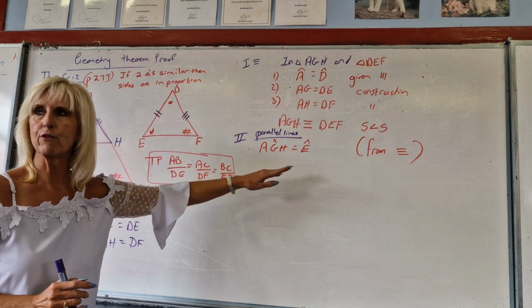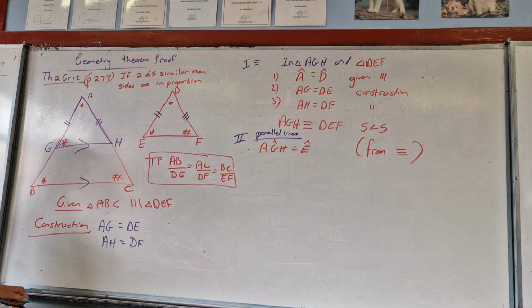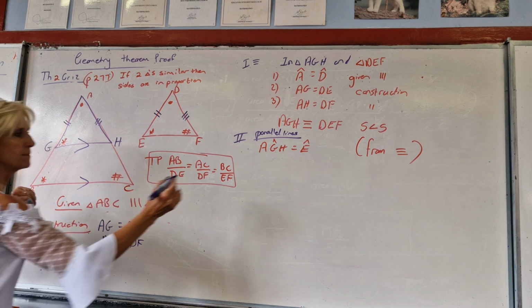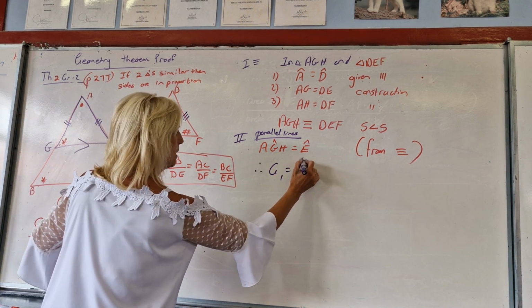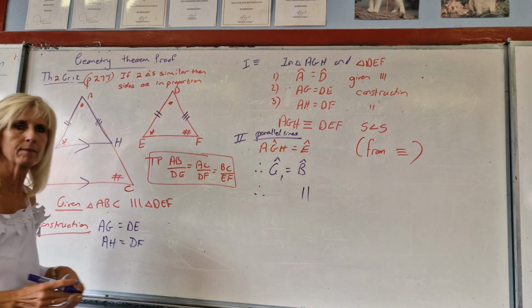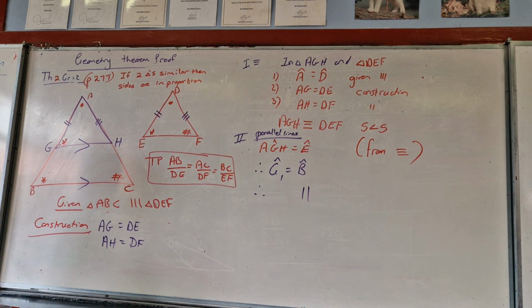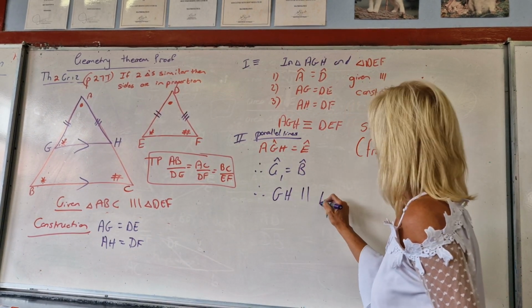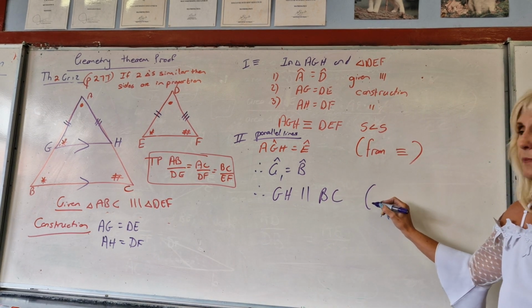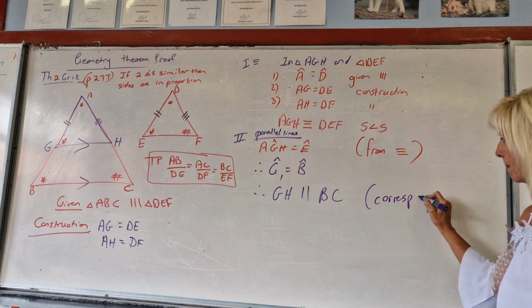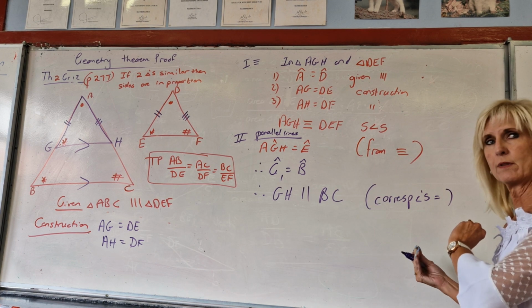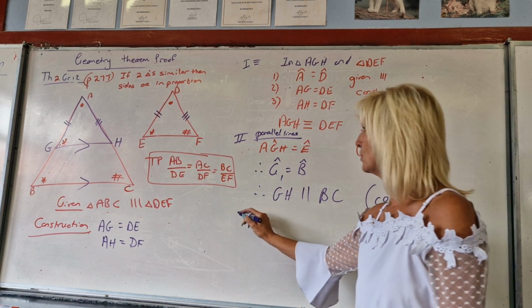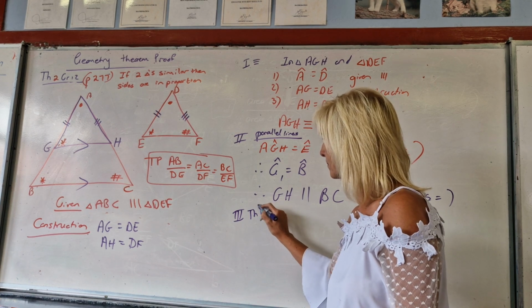So from congruency, we got those two equal to each other. Now I'm going to say, okay, in other words, G1 is the same as B. And that is why the lines are parallel, because they are corresponding. And then I can use theorem 1. So, okay, the lines are GH and BC, and my reason why they're parallel? Because corresponding angles are equal, the lines are parallel. So now that I have it, I can use theorem 1.